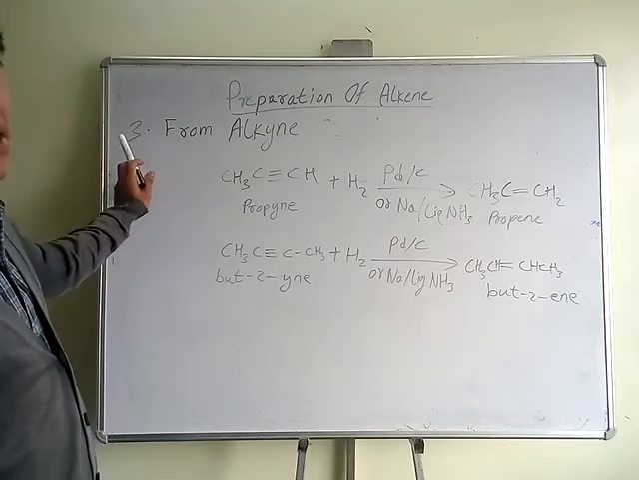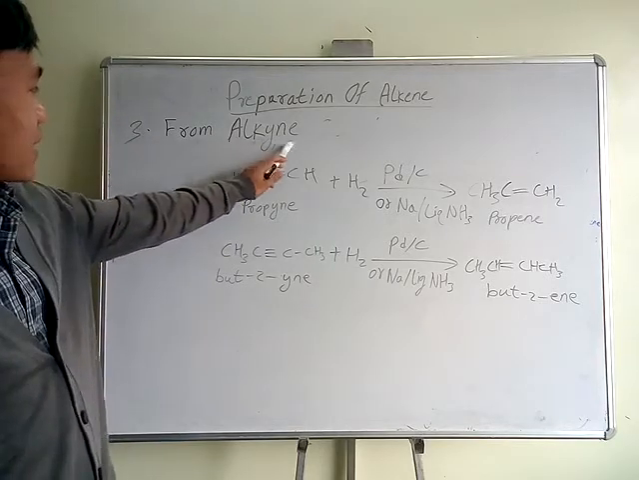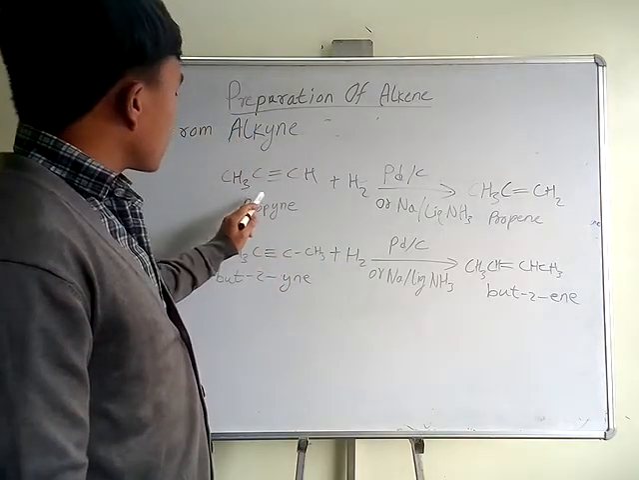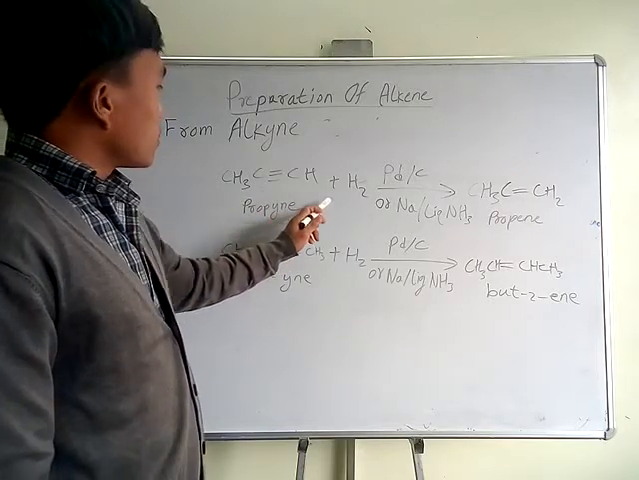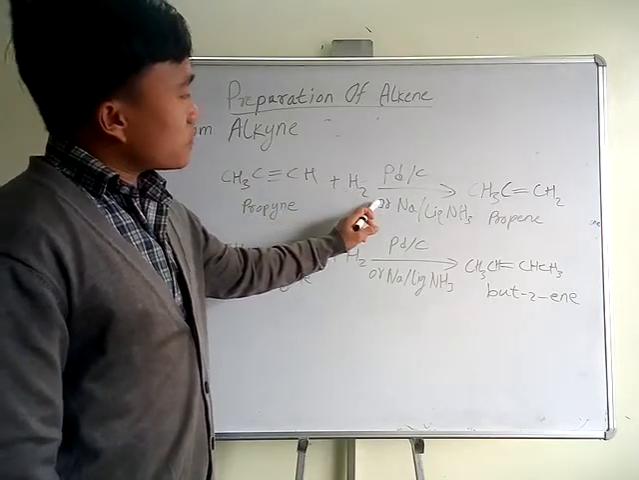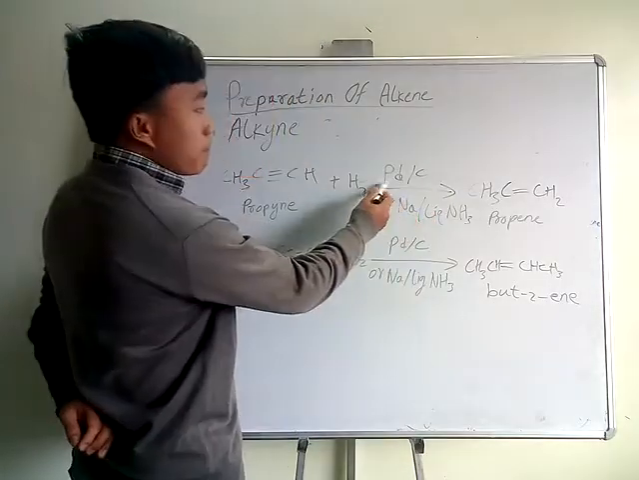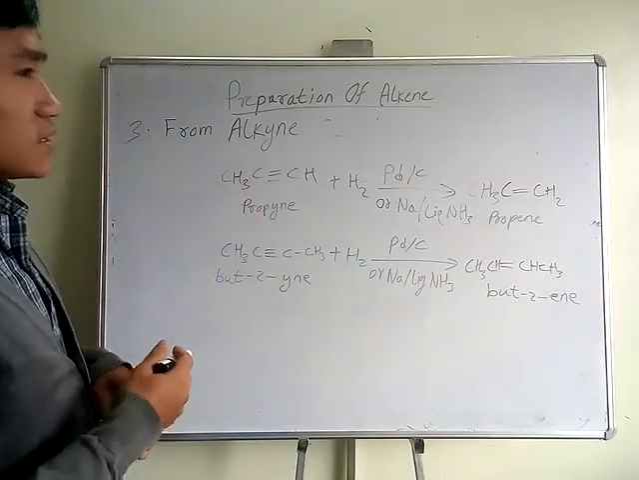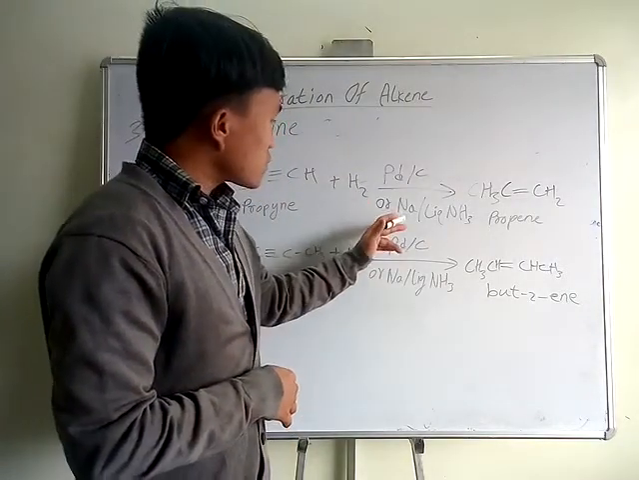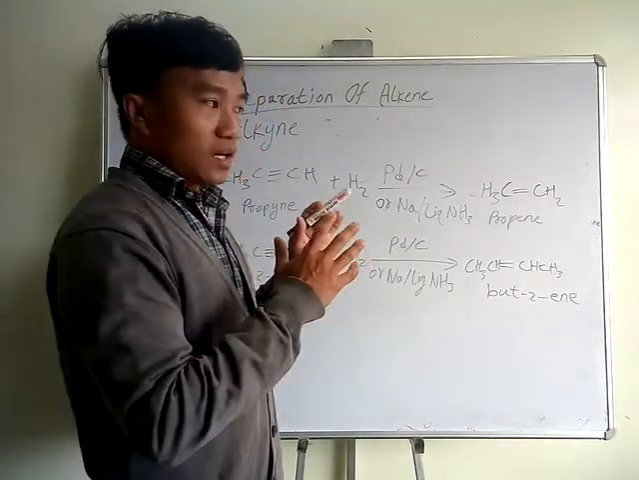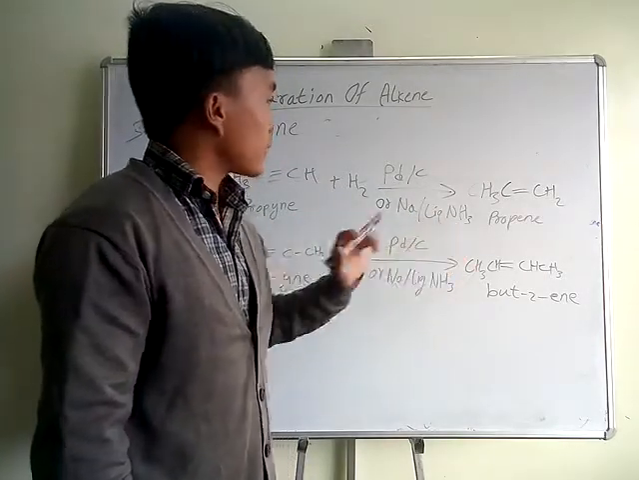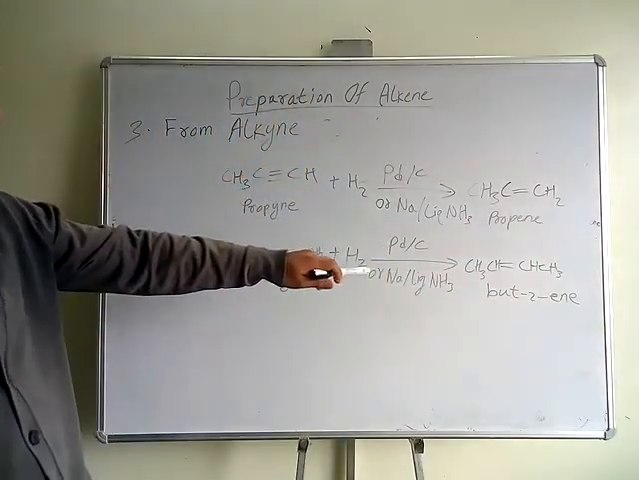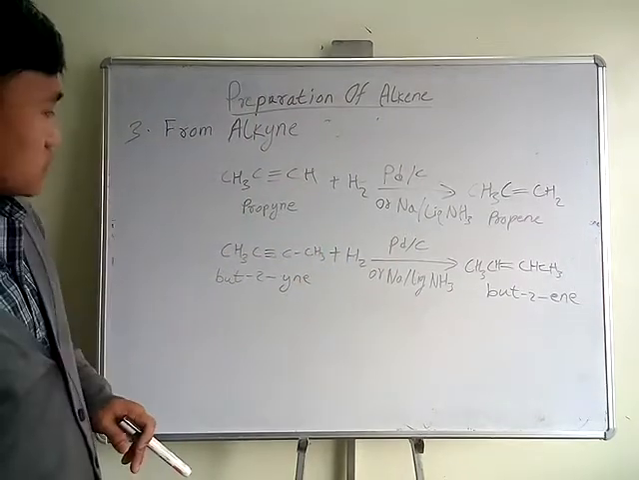So now it's number three, from alkyne. So when we react alkyne with hydrogen, using catalyst palladium on charcoal, okay, charcoal, or we can use sodium in liquid ammonia, we get ethene, an alkene.